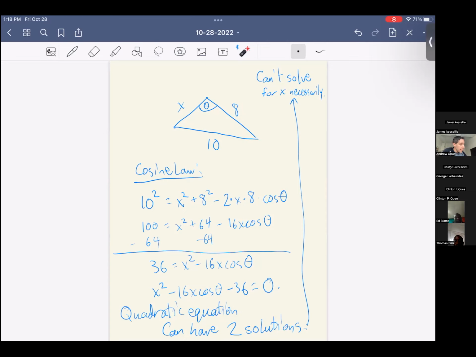And if we're lucky and this quadratic equation only has 1 positive solution, then we're okay. Then we know that it will work. But it might not work. Whereas if you have side, angle, side or side, side, side, then the cosine law will always work to solve the triangle. Side, side, angle, it might work or it might not work. Yes, Prince.